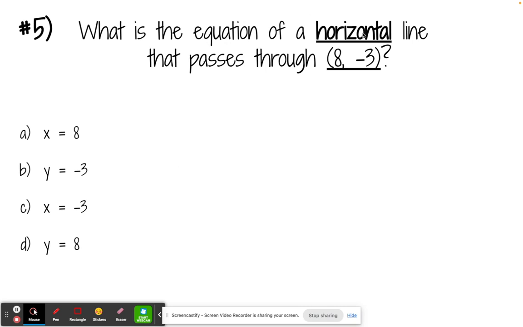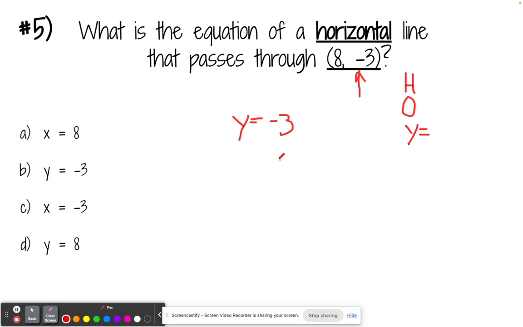What is the equation of a horizontal line that passes through (8, -3)? Well, you might remember a horizontal line is our HOY. Remember, horizontal, zero slope, and it's y equals is our equation. So we know it's going to be y equals something, and all I have to look at is my -3. Y equals -3 would be the answer.